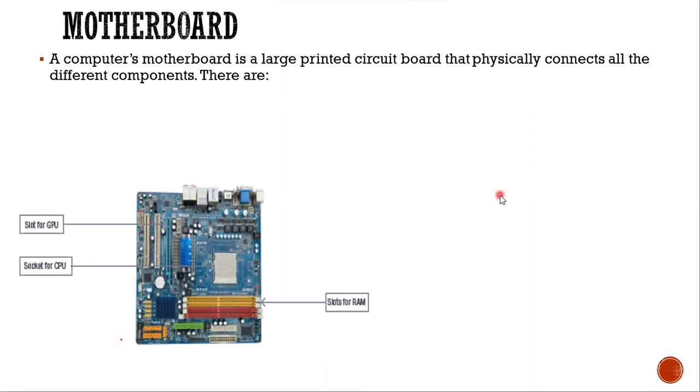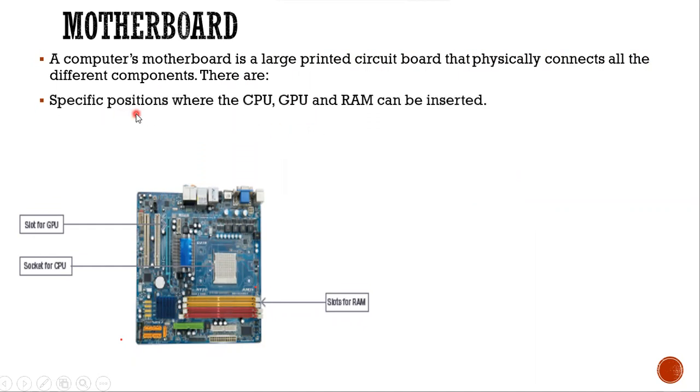We are now going on to part 3 of the parts of the computer. We're looking at the motherboard. The computer's motherboard is a large printed circuit board that physically connects all the different components. There are specific positions where your CPU, GPU, and RAM can be inserted. You have slots for RAM.